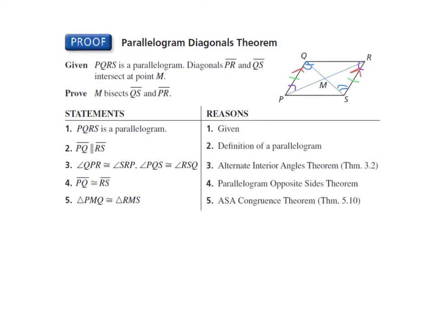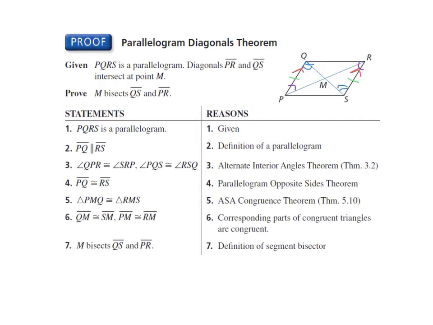So that's going to be our next statement. Triangle PMQ is congruent to triangle RMS, and our reason is the angle, side, angle congruence theorem. In other words, angle, side, angle implies congruent triangles. And I've always said that once you prove triangles congruent, all the other remaining parts are also congruent. So include that in your proof. So any remaining parts are congruent. And because of the new congruence of the remaining parts, we can see that M indeed bisects QS and PR. And that's by the definition of the segment bisector.